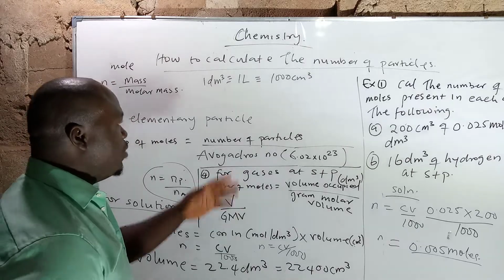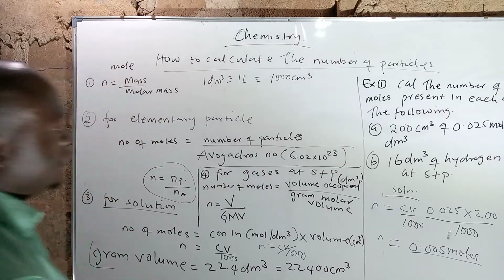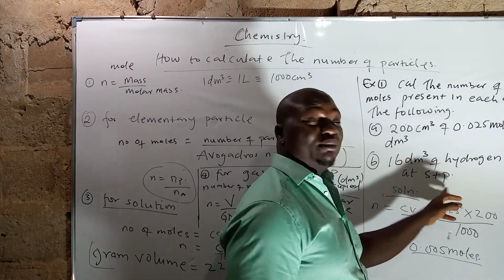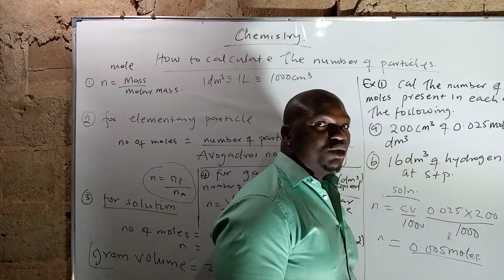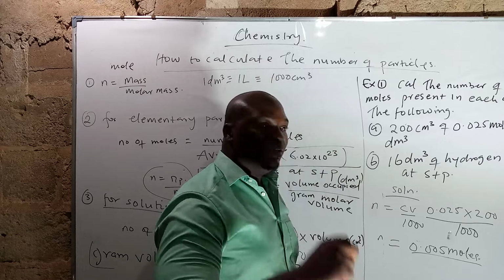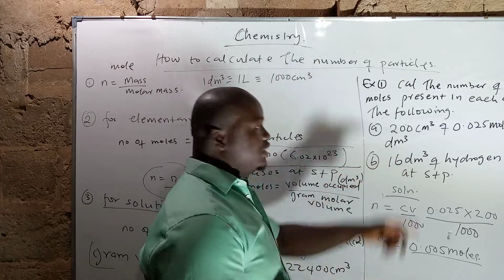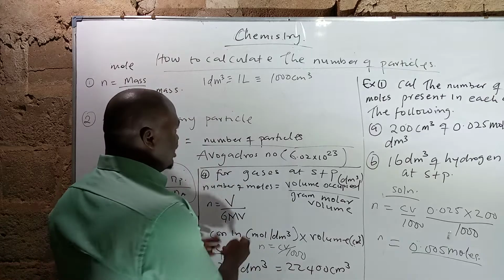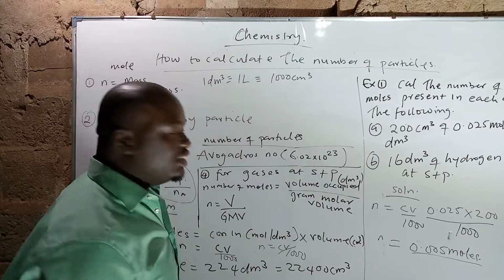Now the second one, they are talking about 16 dm cube of hydrogen at standard temperature. This question is so easy. But when you start thinking about using conversion of 1 mole to this, you will get confused. That's why all you need to do is just carry this formula, bam, bam, and the answer flows naturally.